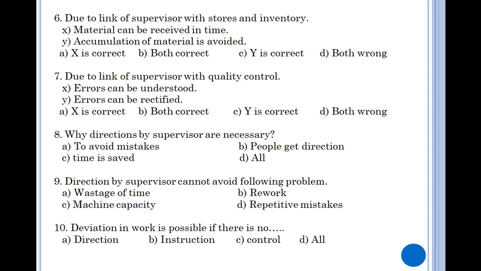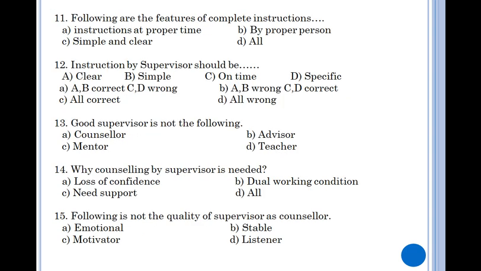Next, question number 10. Deviation in work is possible if there is no: A, direction, B, instruction, C, control, D, all. Deviation in work is possible if there is no direction, no instruction, no control. So option D is correct, all of the above.